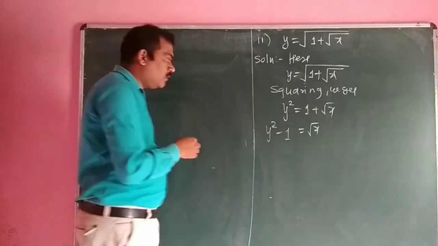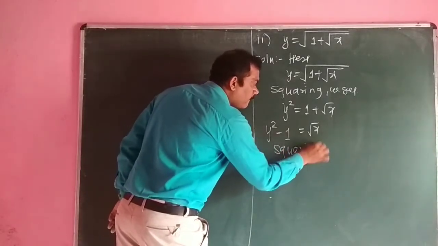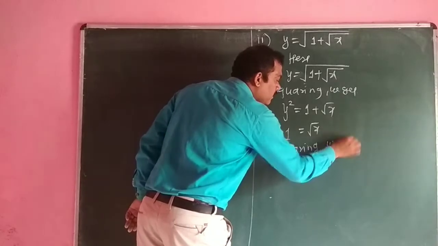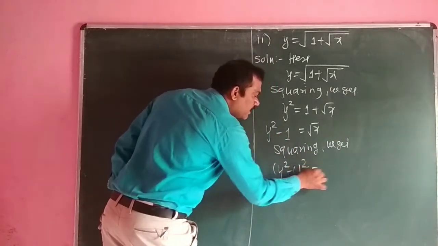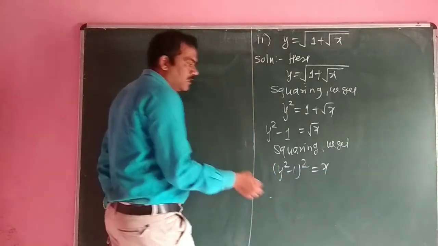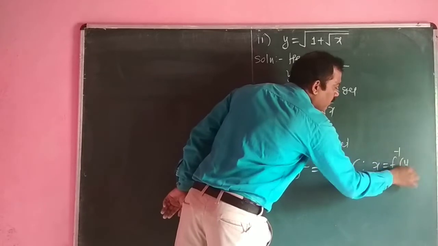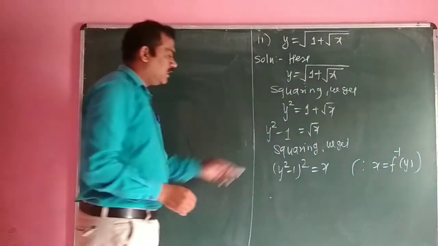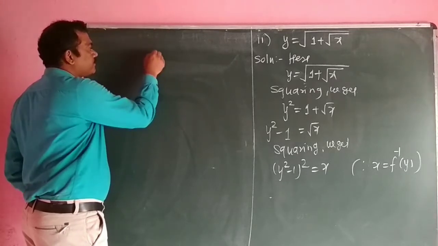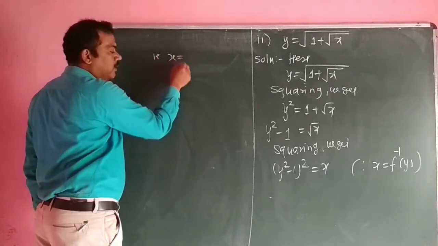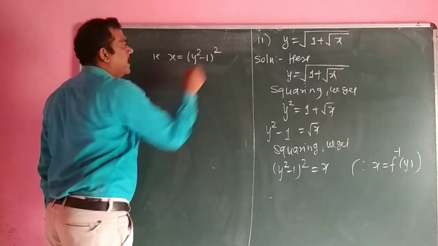Again taking square on both sides, squaring, we get y square minus 1 bracket square is equal to x. And since x is nothing but f inverse of y, that is the inverse function, so we have to use this, that is x is equal to y square minus 1 bracket square.